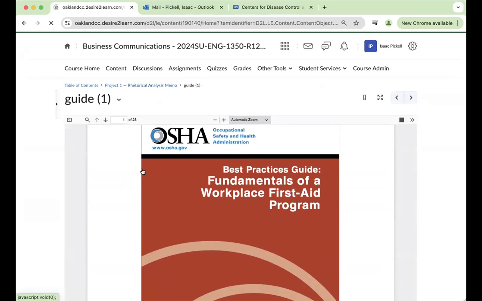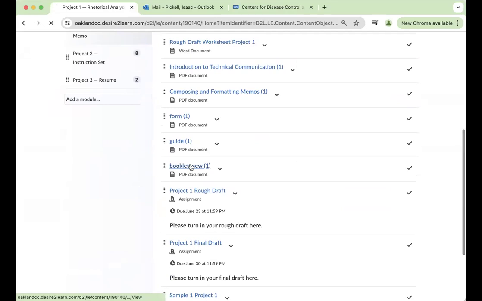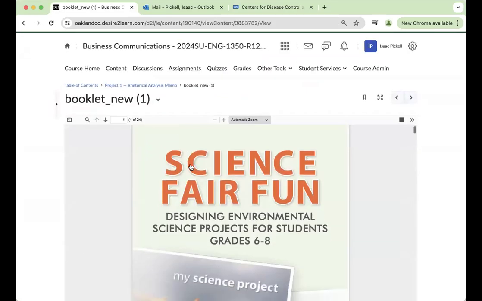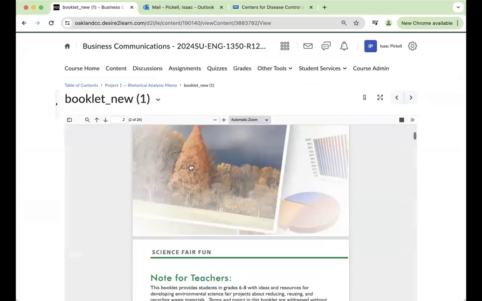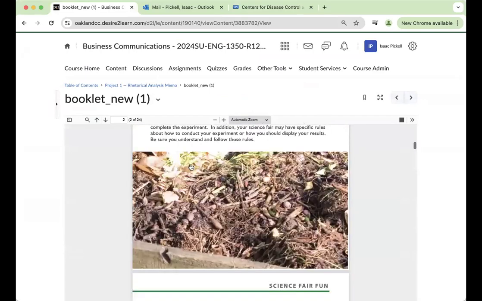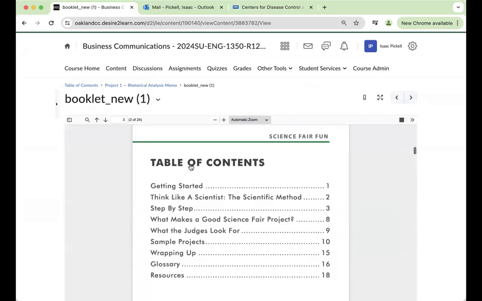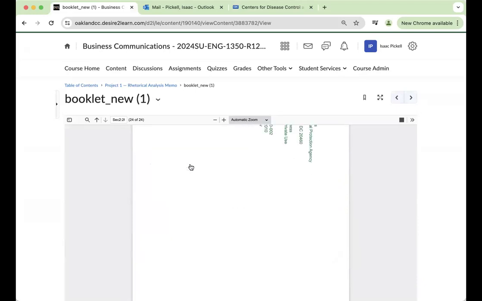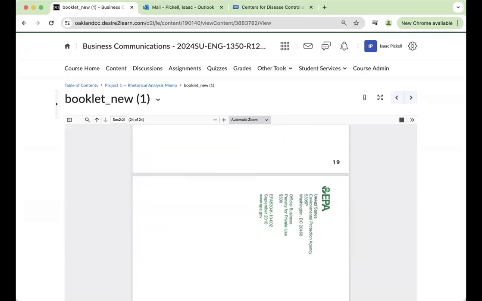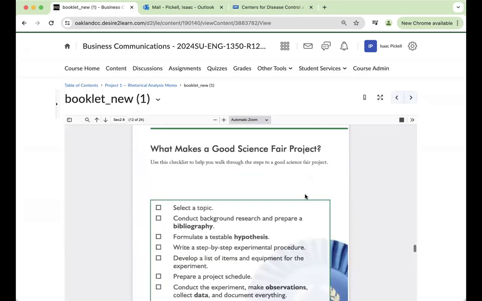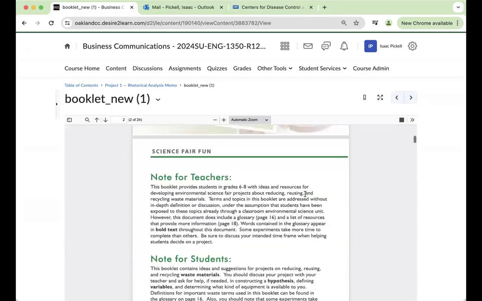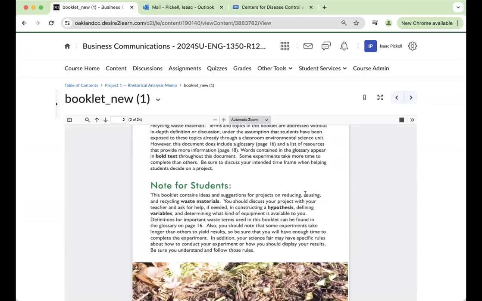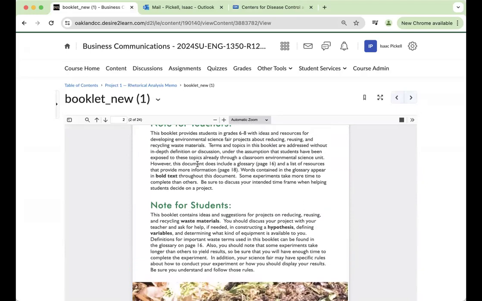Okay. And finally, my favorite of the 3, and the one that I suggest all of you do because it's the easiest, is called Science Fair Fun. It's put out by the EPA. So you can look at what the EPA's goals and culture are. There it is, EPA, Environmental Protection Agency. This one is the most fun to work with, and it's the easiest to analyze rhetorically, to figure out what it's doing on those 5 aspects of analysis.